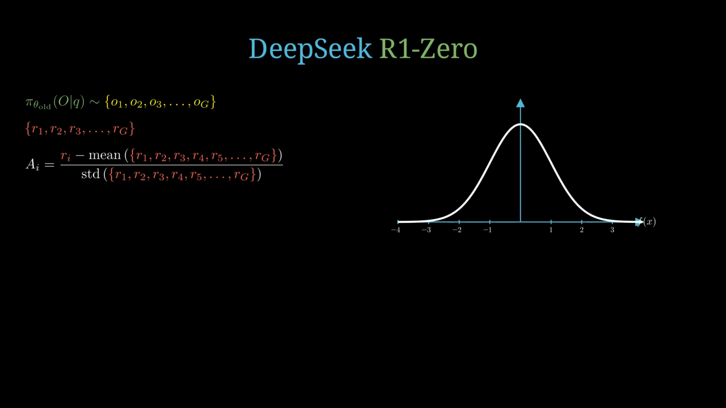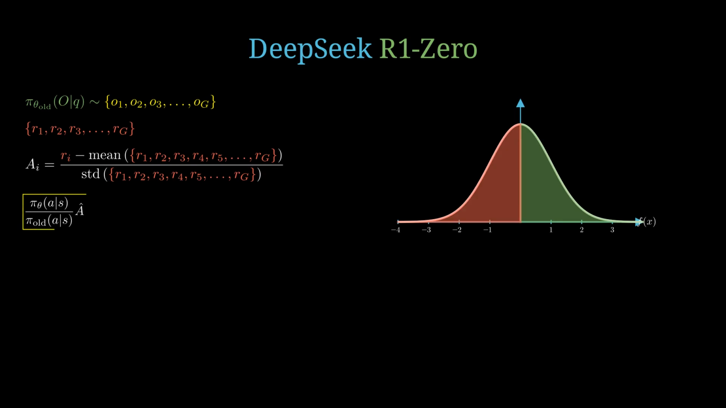For understanding, consider this normal distribution. You can see that the normalized rewards above the mean value are positive, and all the normalized rewards below the mean value are negative. Remember, when we multiply the advantage by the ratio of the new policy and the old policy, if the advantage is positive, it encourages the new policy to take this action in the future. And if the advantage is negative, it discourages the new policy from taking this action in the future.